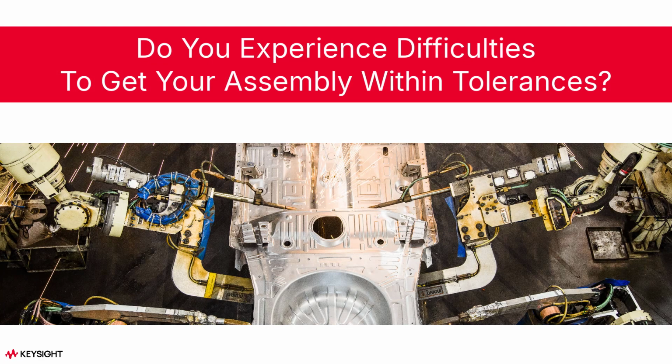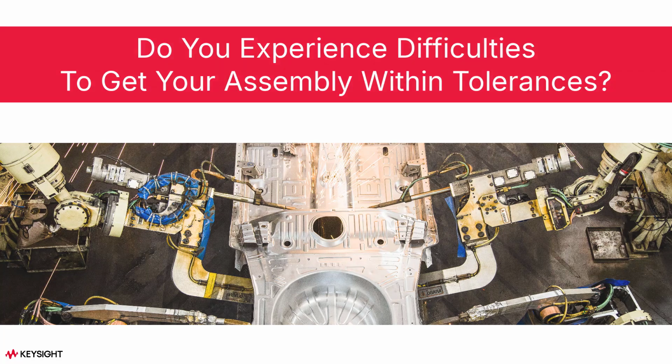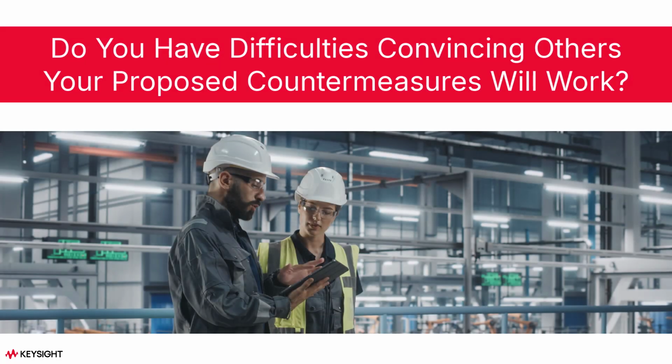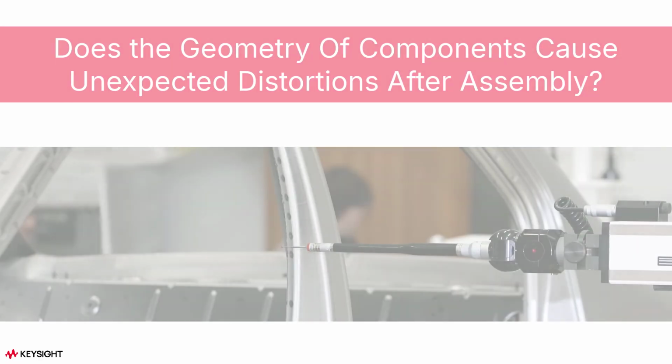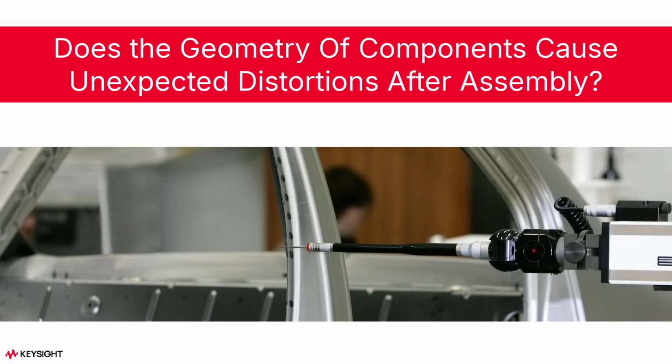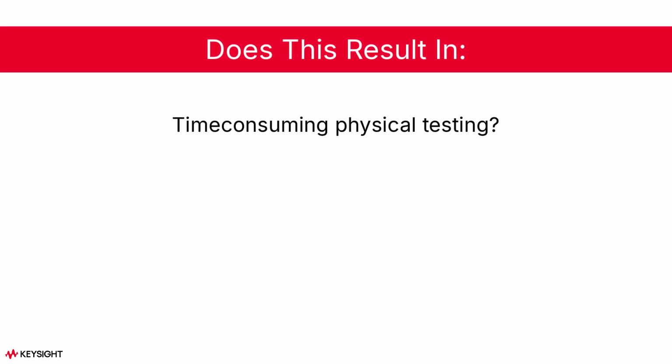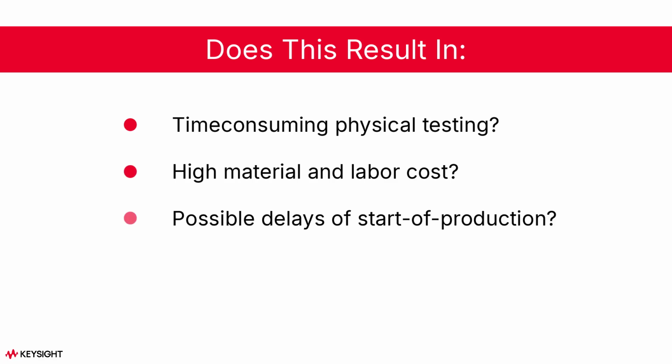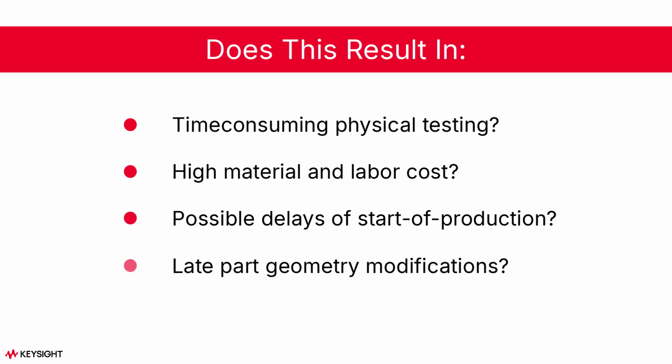Do you often struggle to get your assemblies within tolerance? Do you find yourself spending valuable time trying to convince others that your proposed countermeasures will actually work? Or maybe the geometry of your physical components leads to unexpected distortions. And does all of this result in time-consuming physical testing, high material and labor costs, delays in startup production, late part modifications, or even costly fixture redesigns?